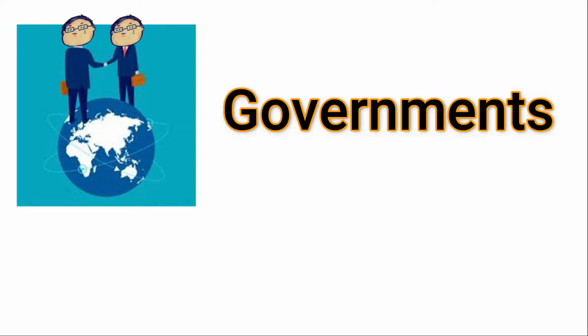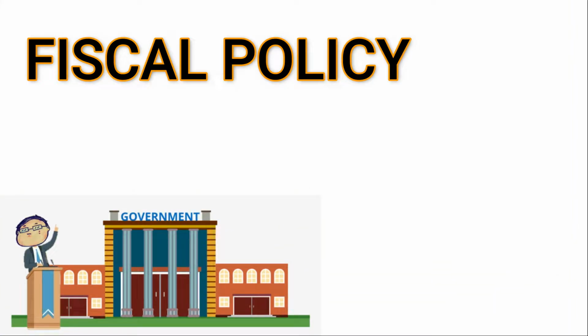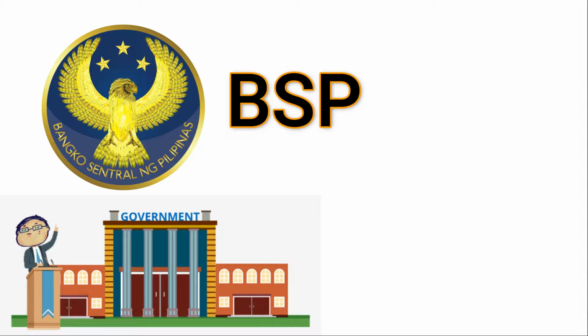Governments around the world manage the flow of exchanges of goods and services. Money aids the government in evaluating the value of goods and services being exchanged in its territory. Politically, the government uses fiscal policies in handling the resources of the country. However, for the government to responsibly handle the resources of a country, it needs the assistance of a central bank. In the Philippines, we have a central bank, which we call the Bangko Sentral ng Pilipinas or BSP.